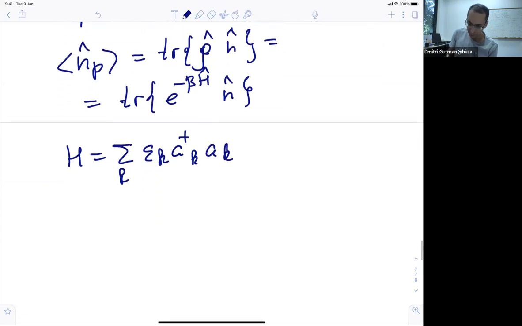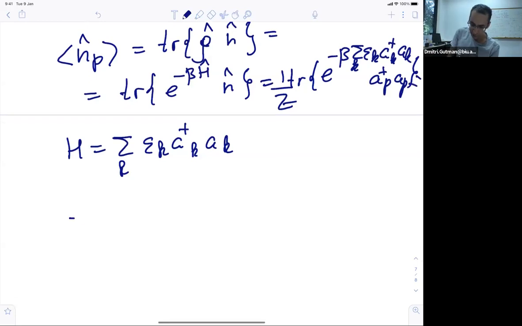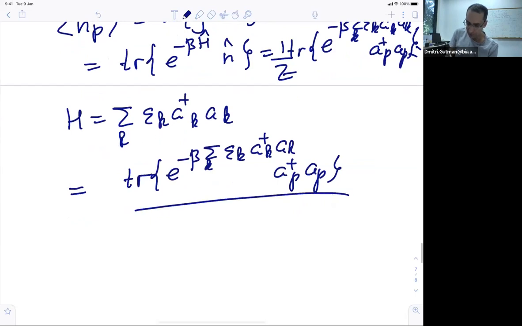So we're essentially computing the trace of e to the minus beta sum over k of epsilon_k a dagger_k a_k, with a dagger_p a_p, and I need to normalize it. So essentially we need to normalize it. And this is trace of e to the minus beta sum of epsilon_k a dagger_k a_k, a dagger_p a_p, divided by the trace of e to the minus beta sum of epsilon_k a dagger_k a_k.